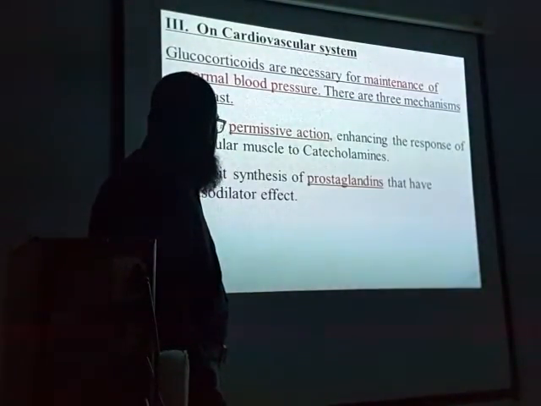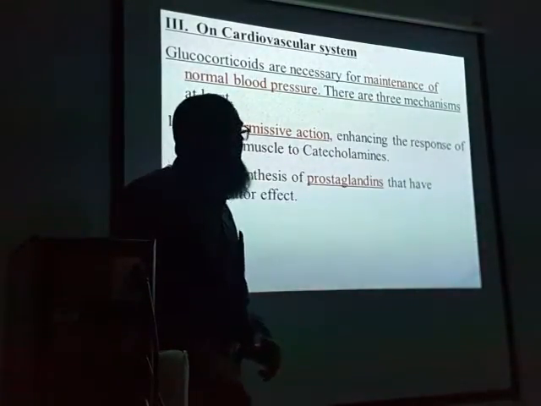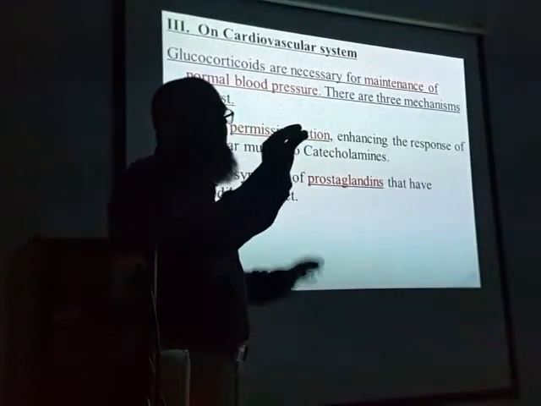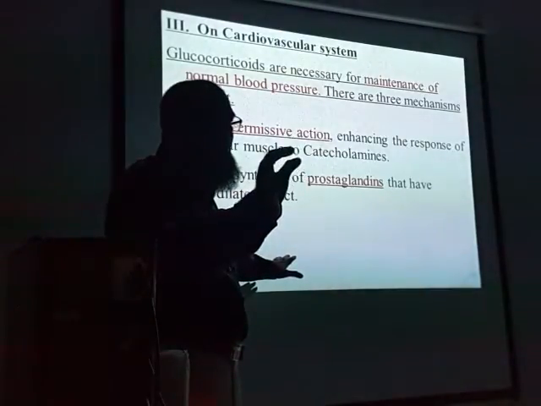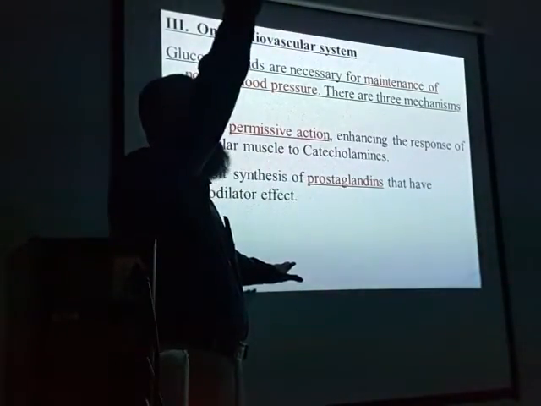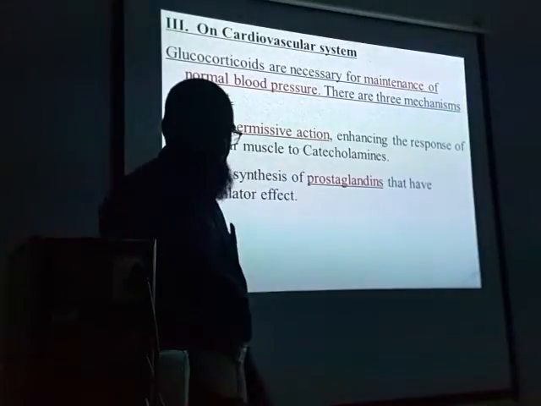Then inhibit the synthesis of prostaglandin. So prostaglandins are vasodilators. If they are inhibited, what happens? Vasoconstriction. Vasoconstriction means blood pressure increases.